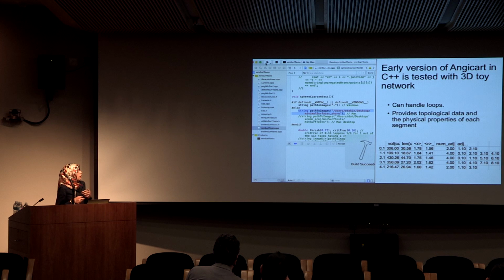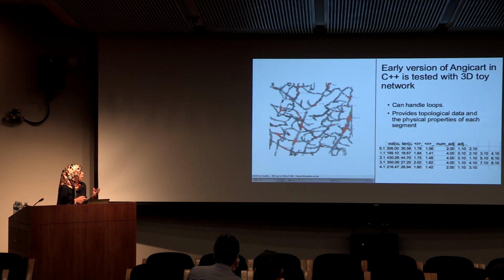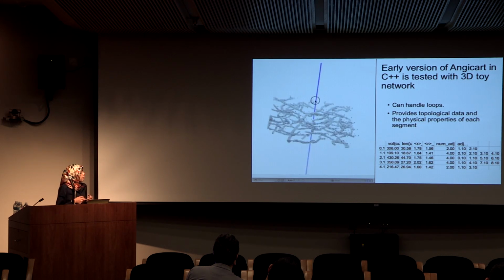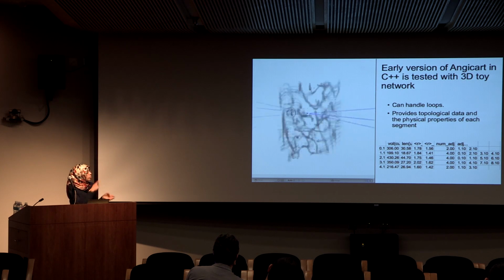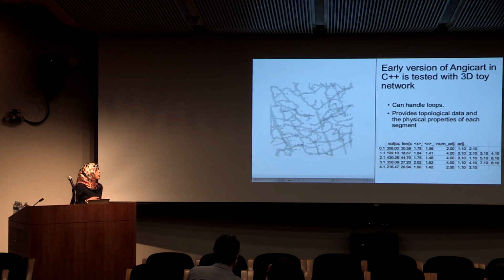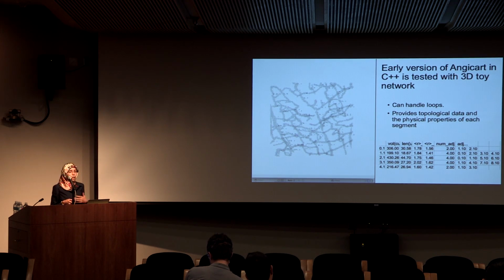This is an early version of Angicart in C++, and we tested it with a 3D toy network. You can see that it's pretty easy to use. You just need to change the directory file for the image, and it also has a nice visualization piece, so you can rotate, zoom in, zoom out, and so on, and see the structure in detail. This version can handle loops, and it also provides the topological data and the physical properties of each segment, as Angicart does.